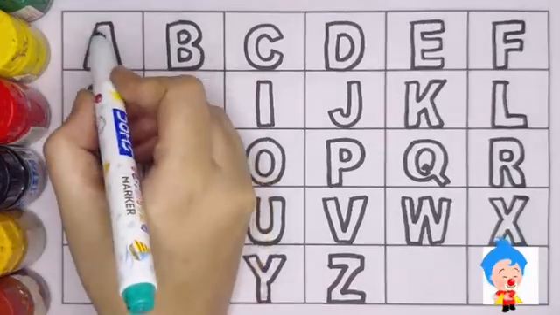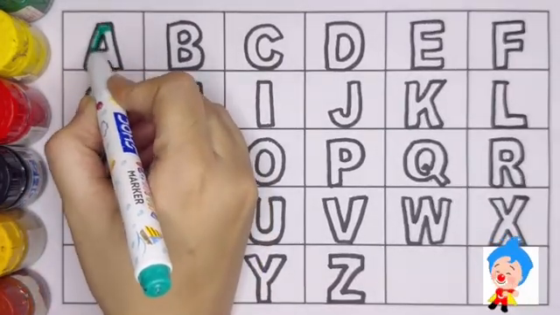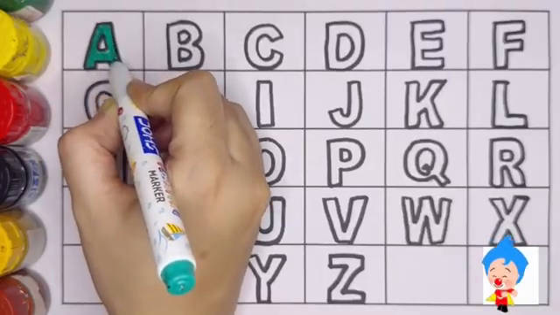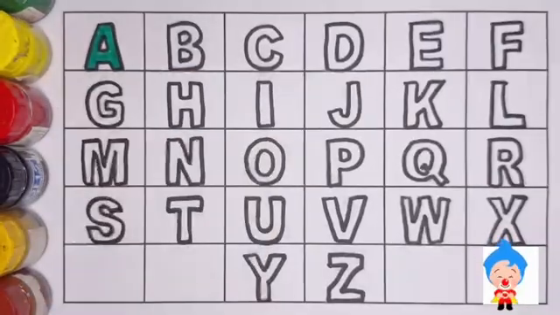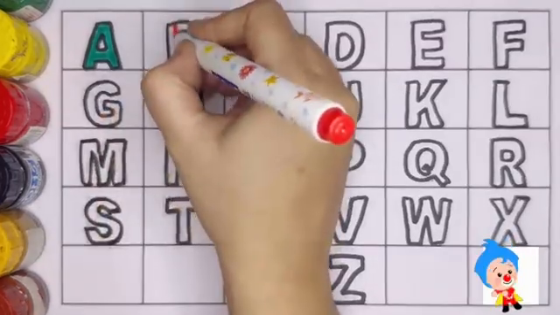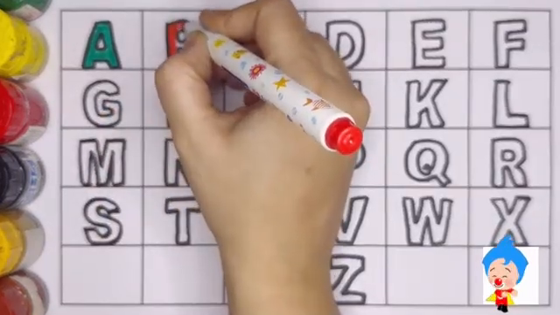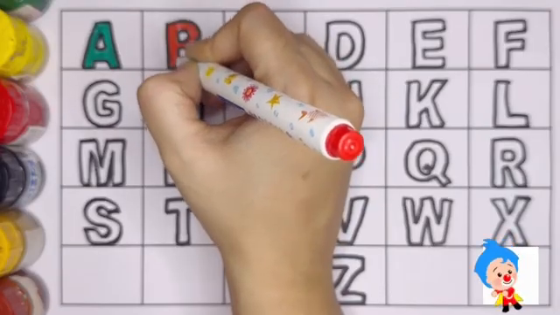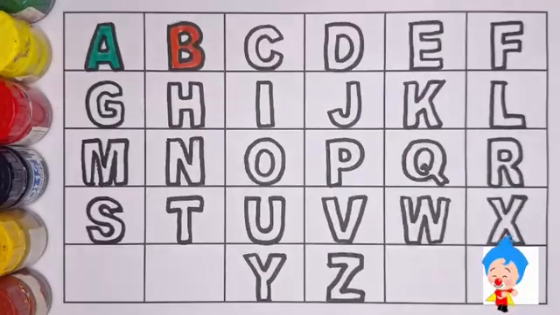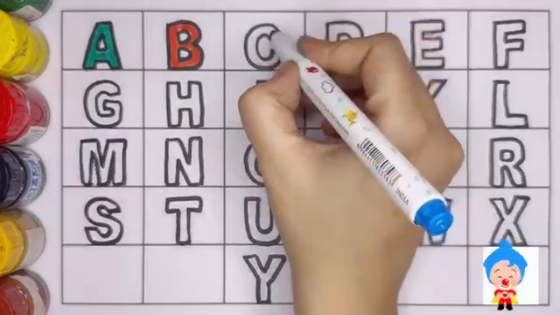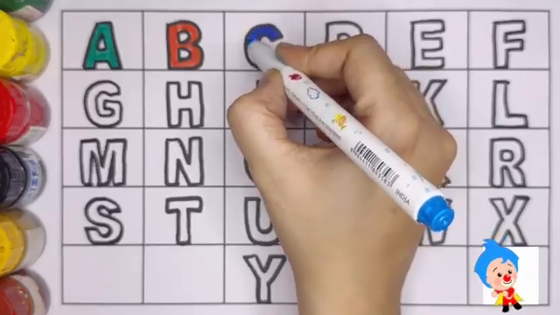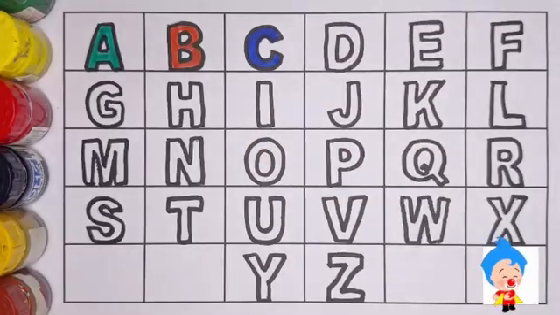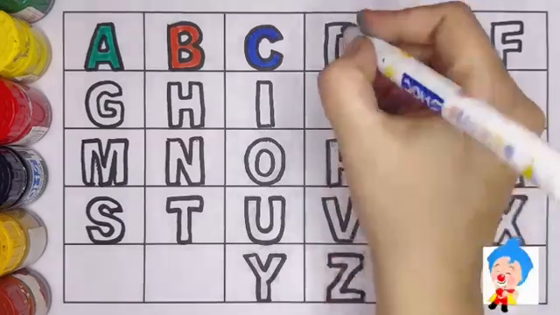Let's color the alphabets. A, this is A. A for apple. Next is B. B for ball. Next is C. C for cow. Then D.